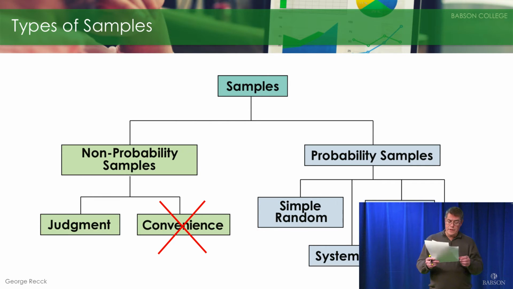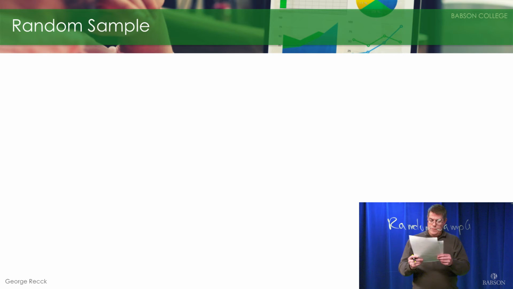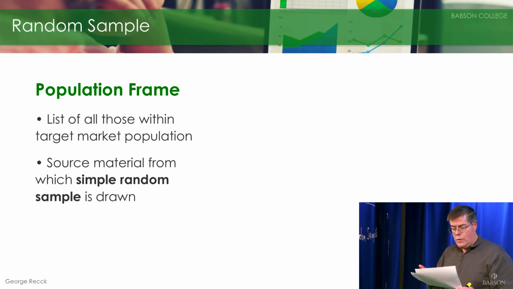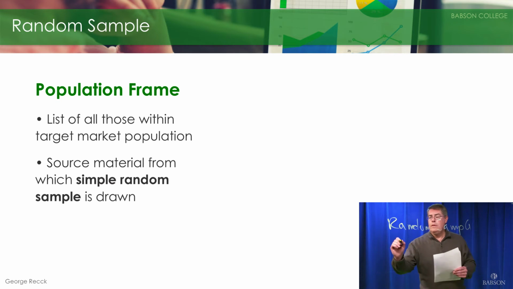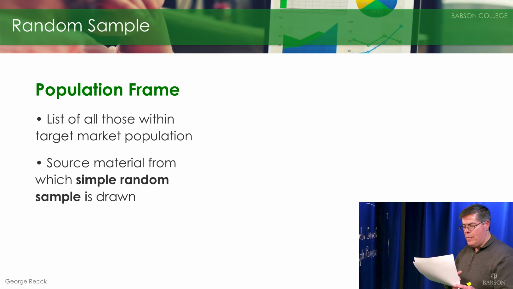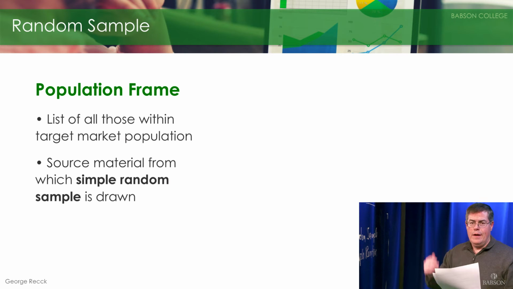The key to good sampling is to get a random sample. To do that, one needs a population frame. Think about a population frame as a list of all the people in our target market population. From that, we want to draw a simple random sample. We first assign a number from 1 to the first person in the list down to big N, which is the number of people in our population, for each person in that frame. So 1, 2, 3, 4, up to 10,000, 100,000, whatever it is.